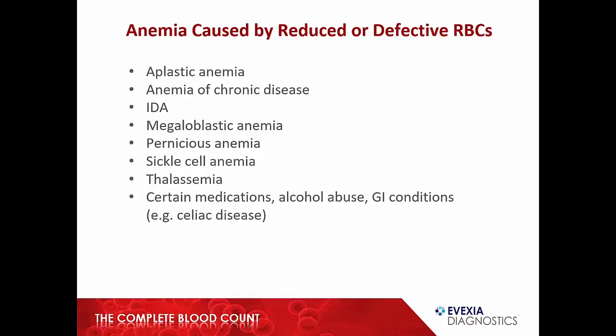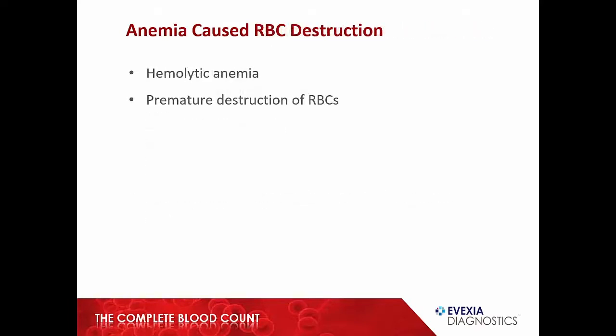Next is anemia caused by reduced production or defective RBCs. And I have the conditions listed on the slide for you. Aplastic anemia, anemia of chronic disease, iron deficiency anemia, megaloblastic, pernicious, sickle cell, thalassemia, and again, certain medications and GI conditions. Again, you can have multiple things happening at the same time, so keep that in mind as well. Anemia caused by RBC destruction. You need to consider hemolytic anemia and conditions that would cause premature destruction of the RBCs.